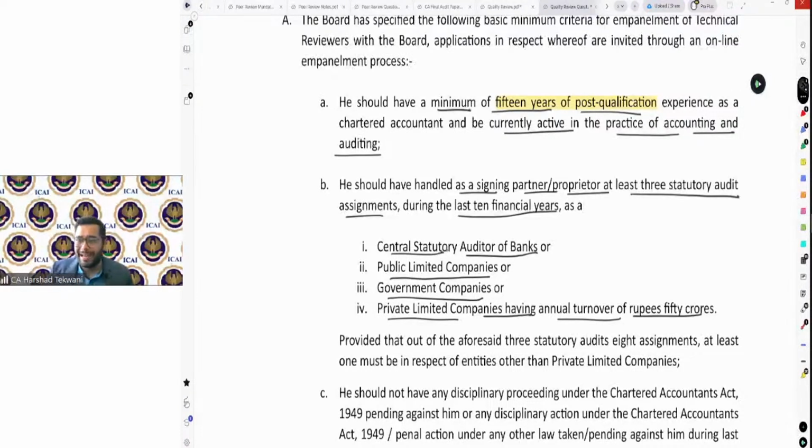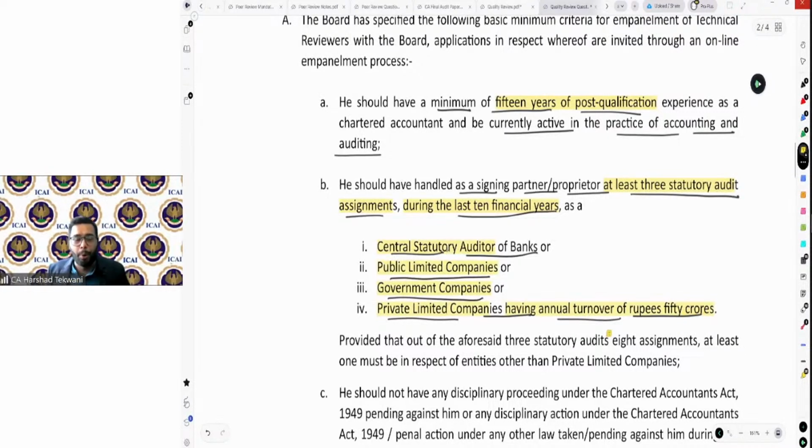So he should have handled at least 3 statutory audit assignments during the last 10 years. Out of 15 years, in the last 10 years, he should have at least 3 statutory audit assignments of central statutory auditor, public limited companies, government companies, and private limited companies having annual turnover of 50 crore or more.